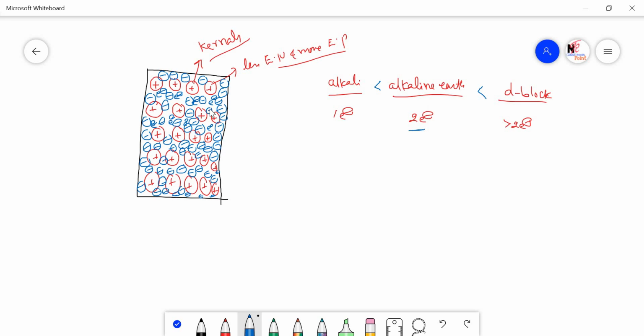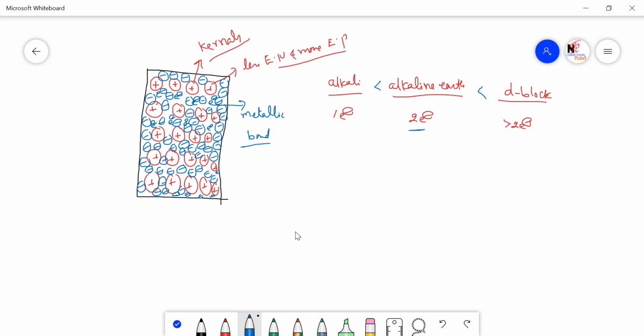When the number of electrons increases, the attraction force between the cation and the negative charge also increases. When the attraction force increases, we can say that the strength of the metal also increases. So the attraction force between the metal cation and free electrons is called the metallic bond.